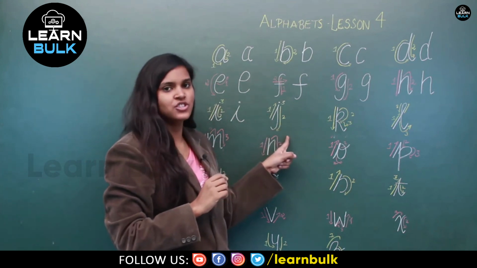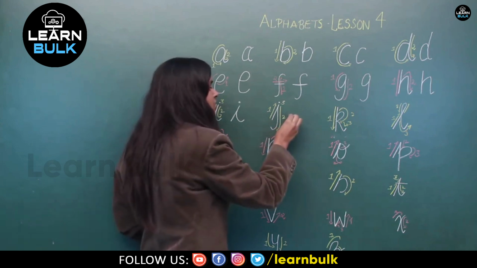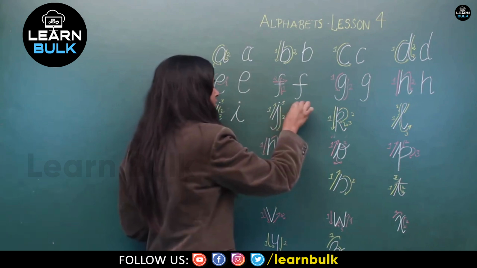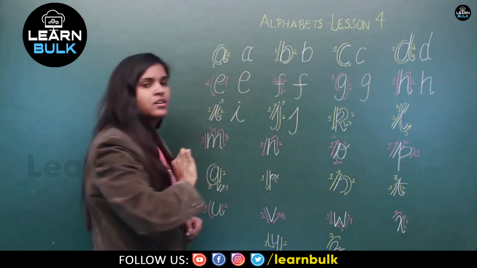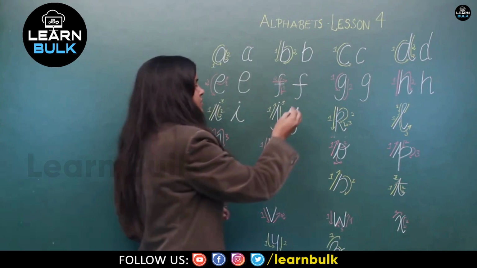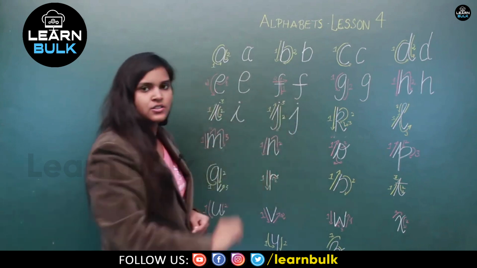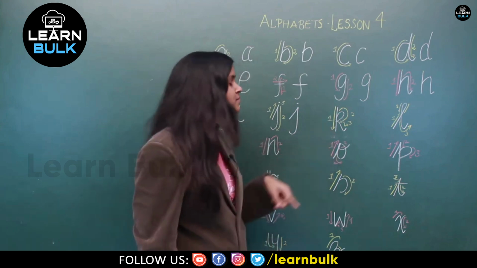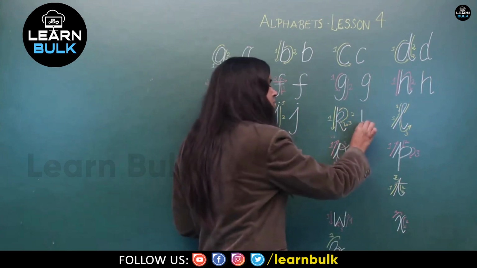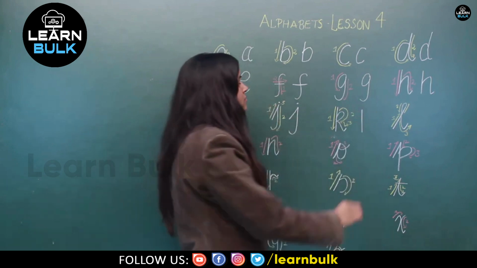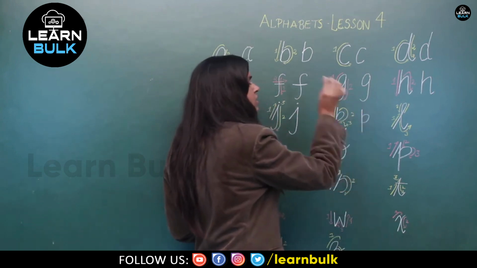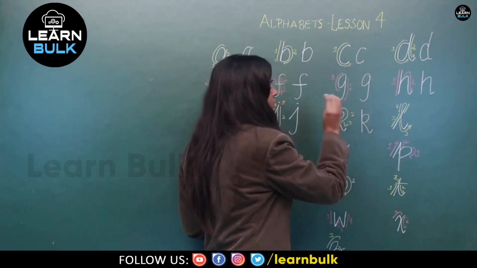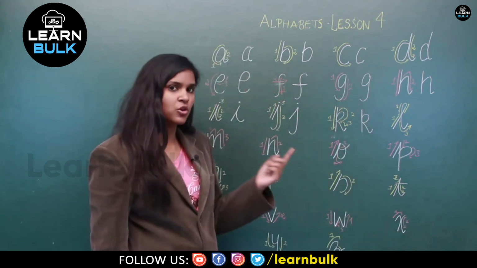Let's learn how to write J. A slant line, a curve like this, and the dot. Let's come to K now. Draw a straight line, a circle in the middle, and a tail at the bottom of the circle.